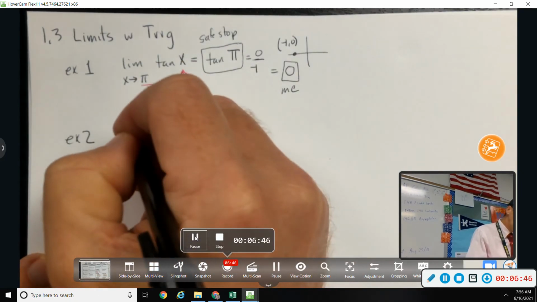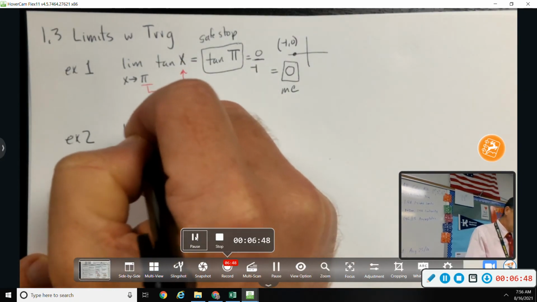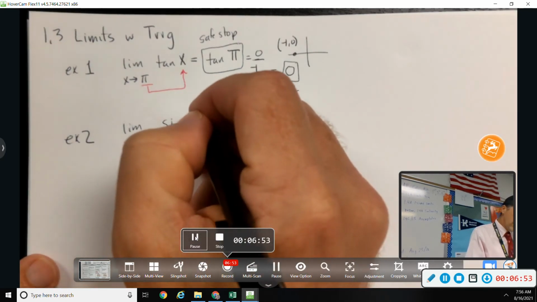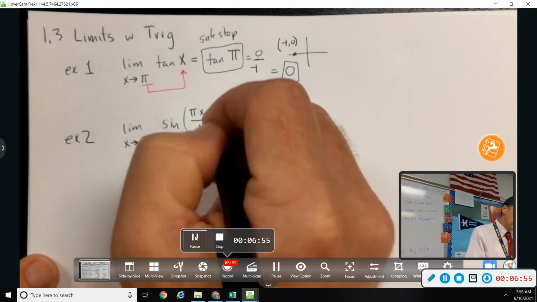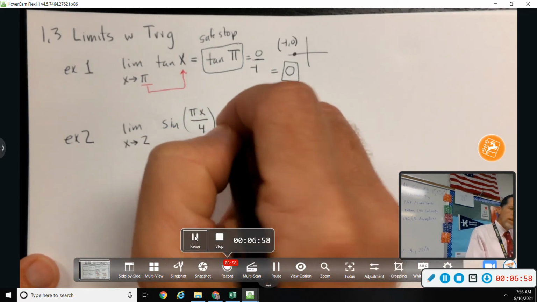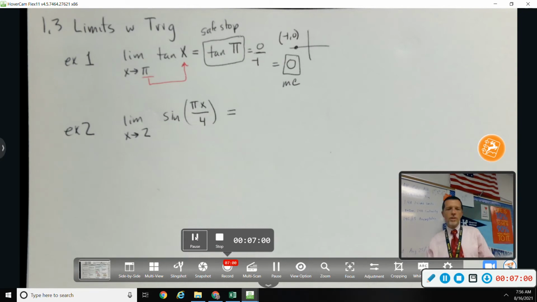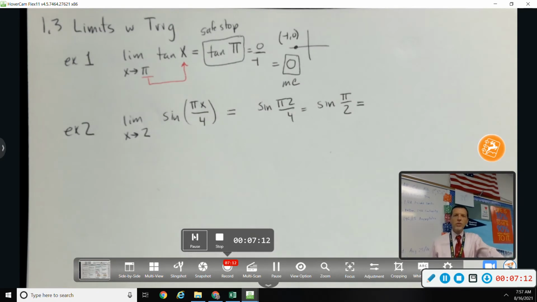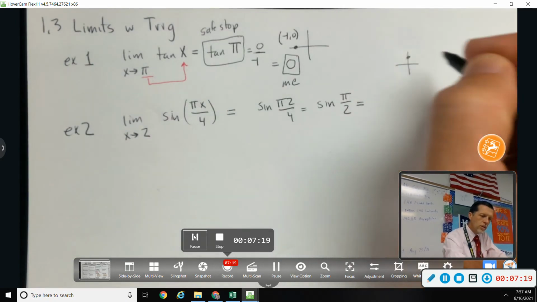Example 2. Limit as x approaches 2 of sine of pi x over 4. So that looks a little bit different, but why don't you try that one? It's a straightforward substitution one. So plug in 2 and see what happens. Plug in 2 for x, so sine of pi times 2 over 4. That reduces to sine of pi over 2. And the sine of pi over 2 would be 1.